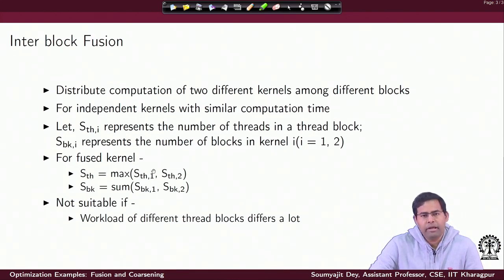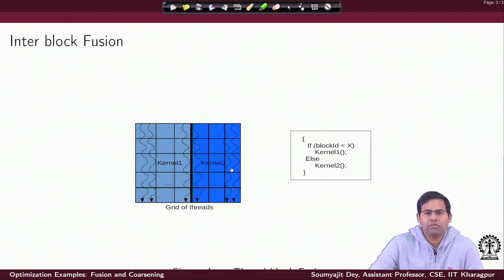So it should just be the max of the originals, and the number of blocks will be the sum of the number of blocks in each of the constituent kernels, right? Again, just to remember that this is not a good idea if the workload for different thread blocks differs a lot. That means the kernels differ a lot in terms of their computation. So there are nice interesting points to take.